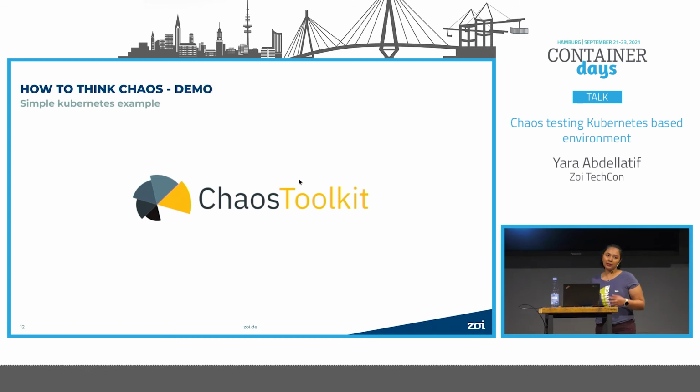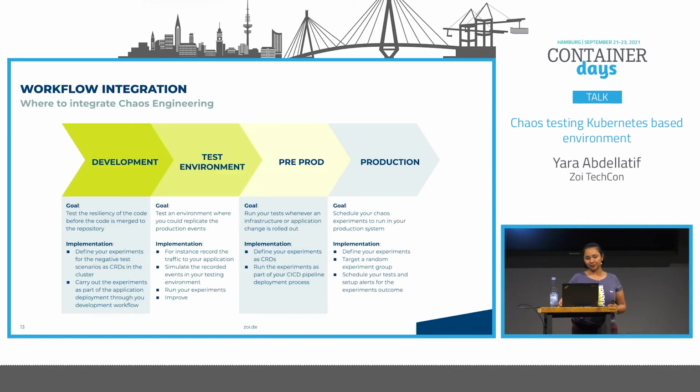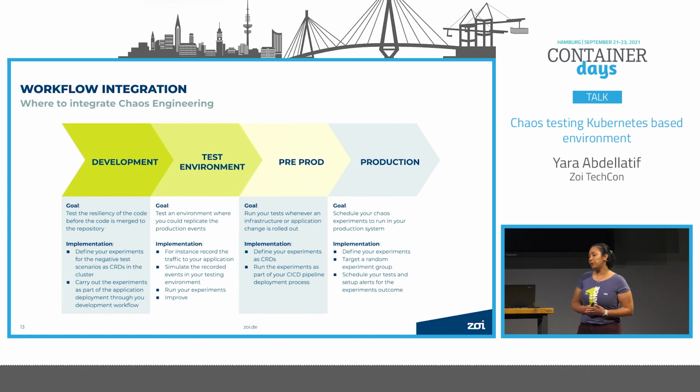Okay, so that's a simple demo just to understand how chaos testing works. Now we know what chaos engineering is. How can we actually integrate that in our workflow? If you've ever heard about chaos engineering before, it would probably be from Netflix. They introduced it in 2011. They built Chaos Monkey, which is an open source tool.